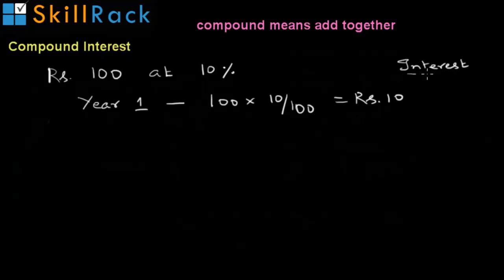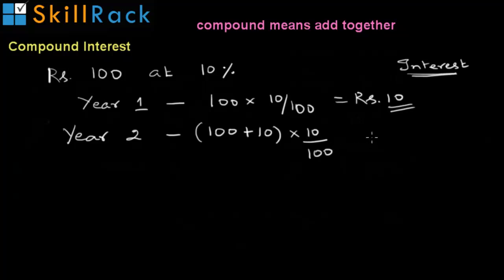But at the end of year 2, this rupees 10 obtained as the interest at the end of year 1 is also added to the 100 and taken for calculation. So at the end of year 2, 100 plus rupees 10, which was the interest at the end of first year, into 10 by 100. So now at the end of second year, we will be getting rupees 11 as the interest.